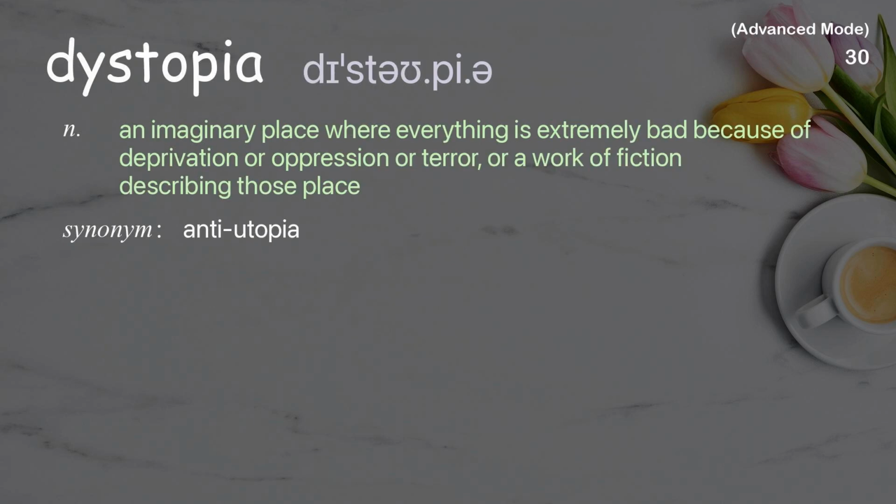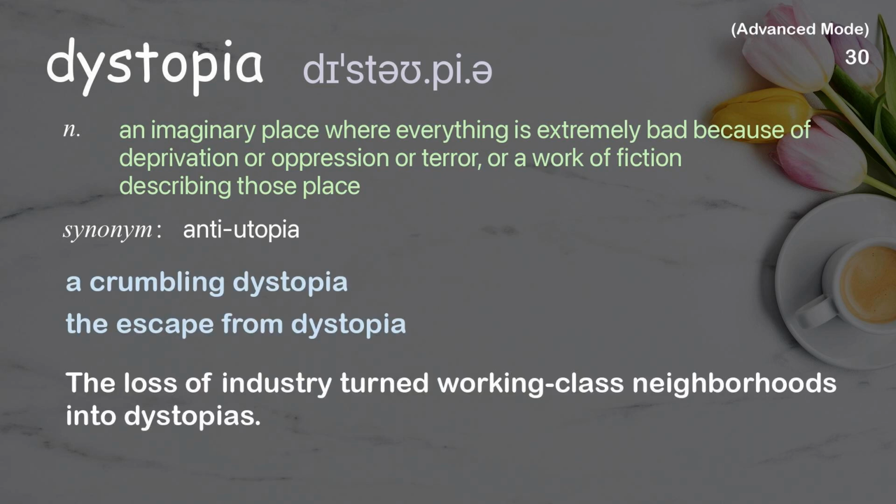Dystopia. An imaginary place where everything is extremely bad because of deprivation or oppression or terror, or a work of fiction describing those places. Examples: A crumbling dystopia. The escape from dystopia. The loss of industry turned working-class neighborhoods into dystopias.